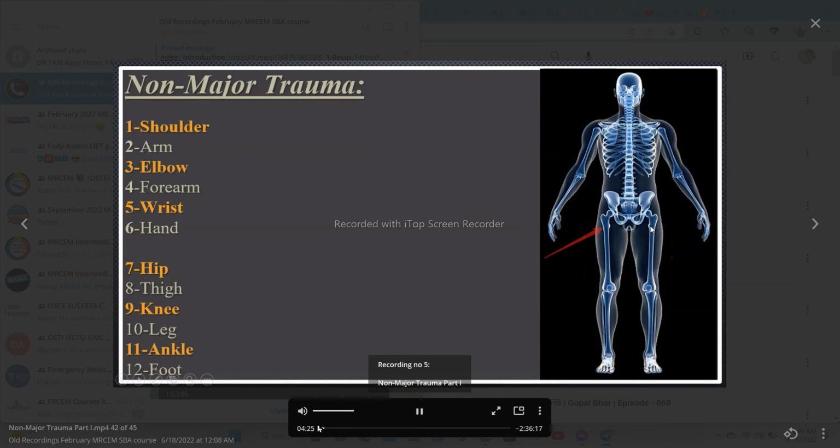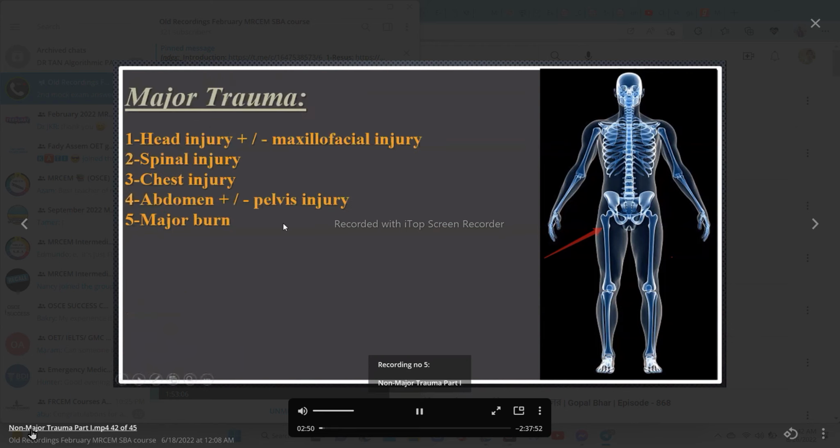Limb, and next time inshallah we'll discuss lower limb with wound management and bite. Forearm, wrist, hand, also lower body, so hip, thigh, knee, leg, ankle, foot. So if you will go one by one, what are the major trauma, guys? Head injury, spinal, chest, abdomen, and major burn.